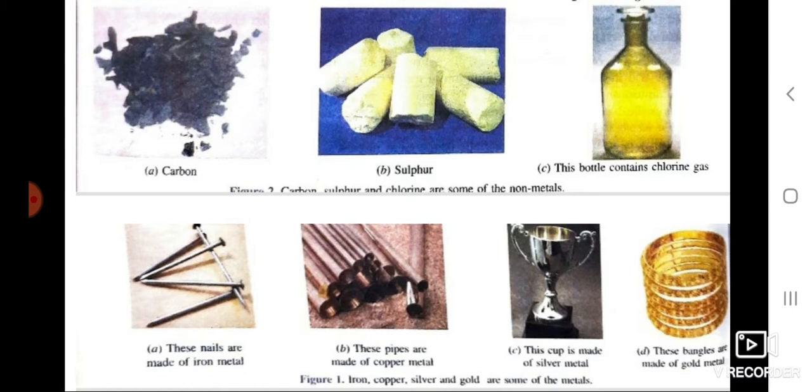Iron, aluminium, copper, silver, gold, platinum, zinc, tin, lead, mercury, sodium, potassium, calcium and magnesium. These are the very important metals. Metals are the elements which form positive ions by losing electrons, or donating electrons. In fact, metals are known as electropositive elements because they can form positive ions by losing electrons.